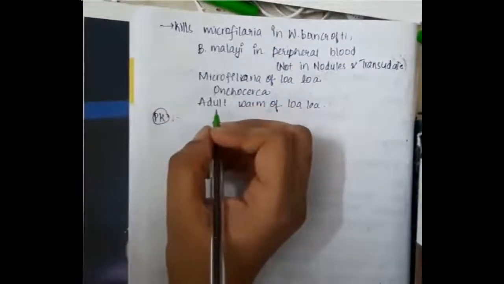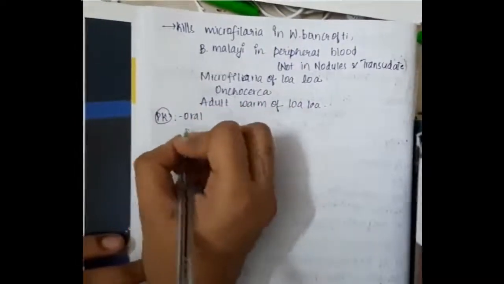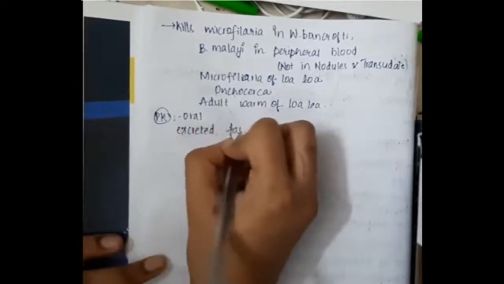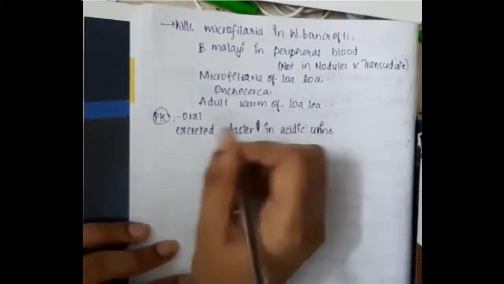Pharmacokinetics: it is an oral drug. This diethylcarbamazine is an oral drug and is excreted faster in acidic urine.